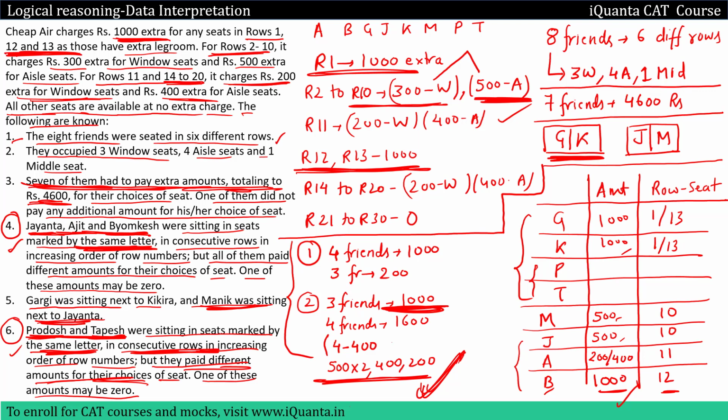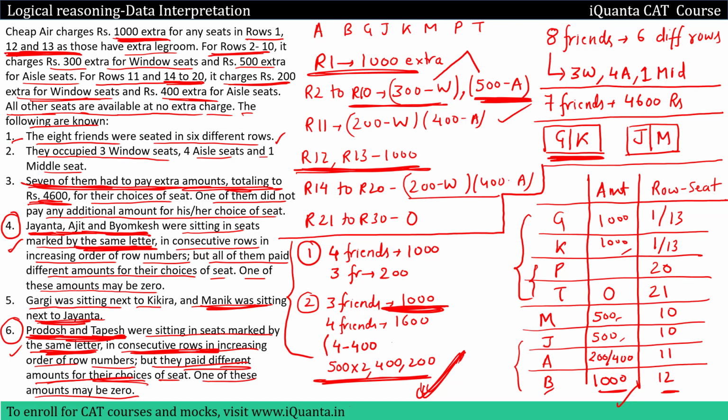We know that P and T, Pradosh and Tapesh, are sitting in seats having the same letter but in consecutive rows. So P has the lesser row number, Tapesh has the higher row number. One of them has to be 0. So Tapesh will have the higher row number and he will be paying 0 rupees, with row number 21. So what should be the row number of Pradosh? It should be 20. What are these row 20 guys paying? They are paying 200 or 400.